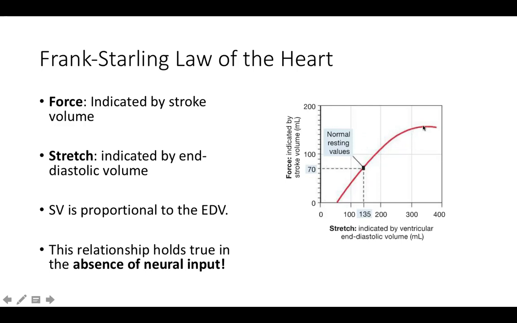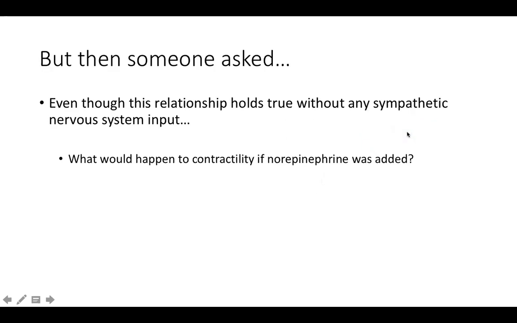And there is a maximum. Eventually, you're going to very quickly drop off, and you're going to go back to a stroke volume of 0. There's a very good reason for that, and I'll describe that reason in a second. There's actually a good reason why there seems to be this stretch force relationship, where the stroke volume is proportional to the end diastolic volume, and I'll draw it out for you.